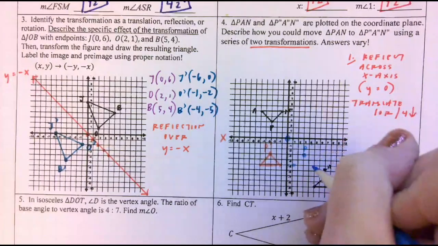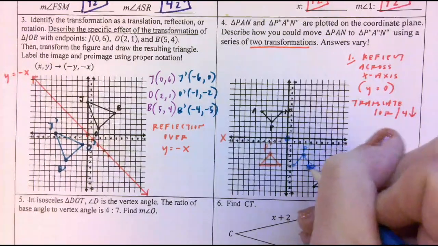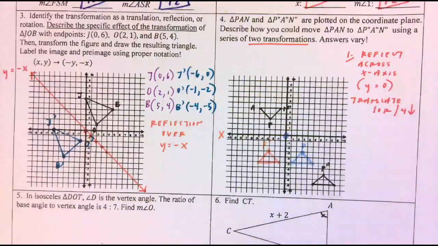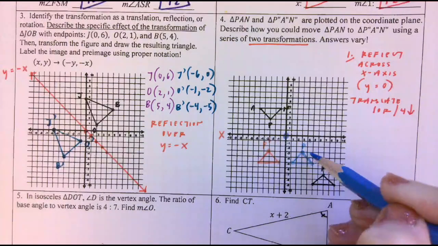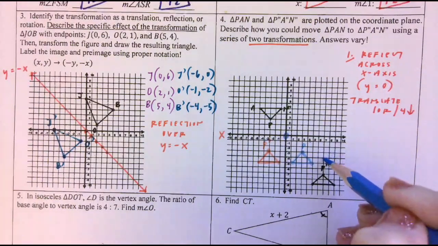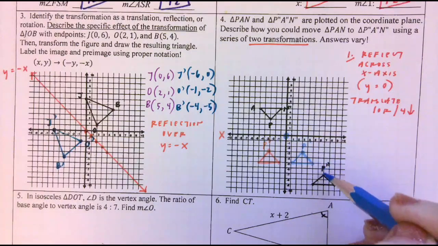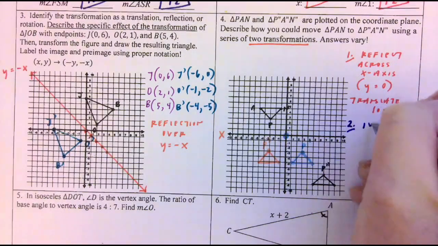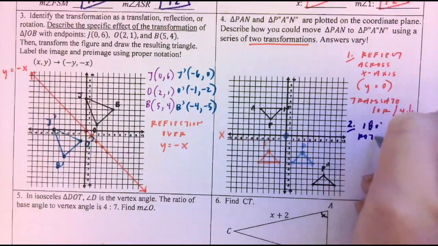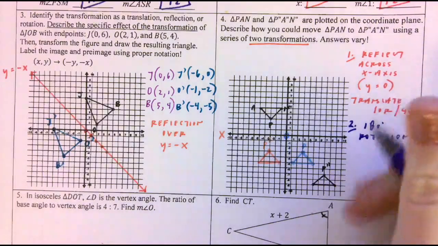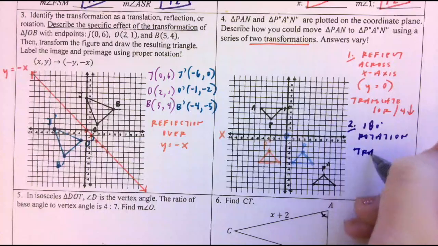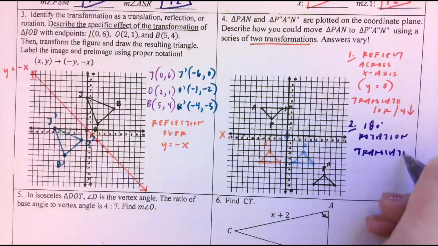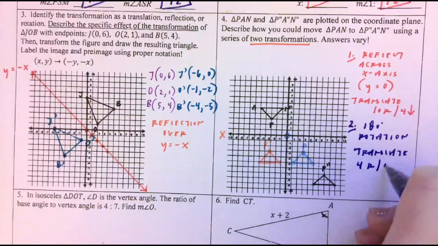Let me put my other points in. So visualizing this triangle now, I could rotate it 180, and then I could translate it 1, 2, 3, 4, that's 4 right, and then 1, 2, 3, 4, 4 down. So this is just another option, one of many options that could work. So I did mine as a 180 rotation, and then translate 4 right and 4 down.